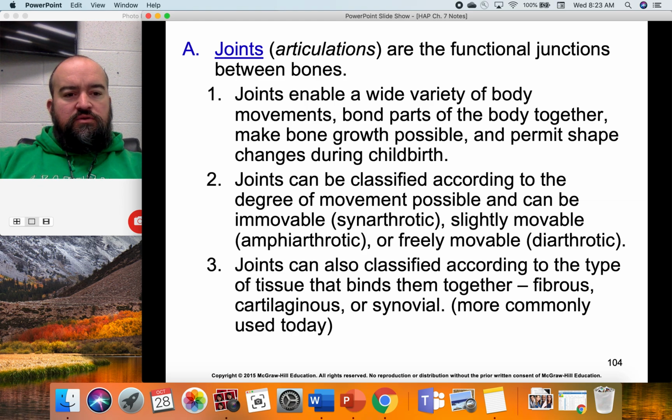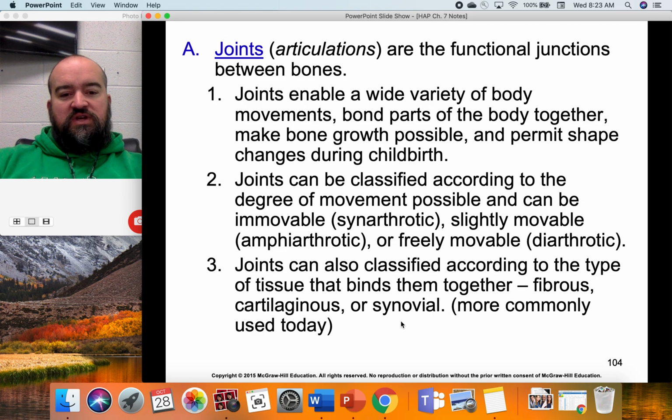The main thing here is the classifications. So there's a functional classification and a structural classification. The functional classification is based on how much movement is allowed at different types of joints. So they're either immovable, a synarthrosis, slightly movable, an amphiarthrosis, or freely movable, a diarthrosis. And that's the functional classification.